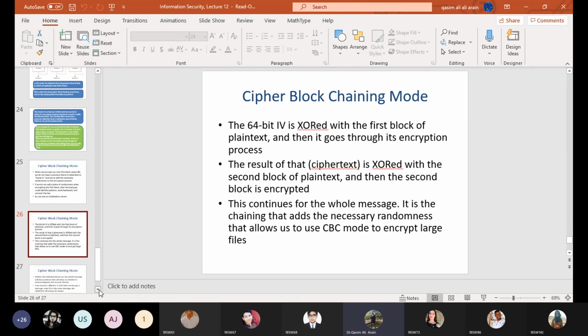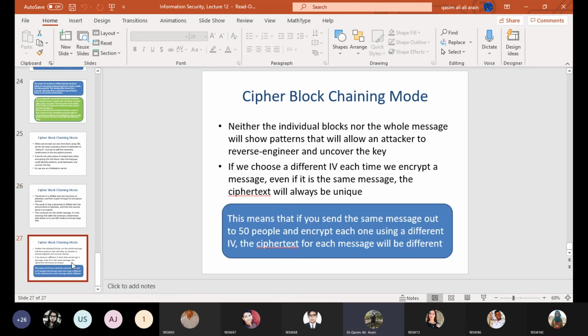And 27th आपको क्या बता रहा है? Neither the individual blocks nor the whole message will show patterns that will allow an attacker to reverse engineer and uncover the key. अब देखें इस मोड के अंदर आपके पास कोई पैटर्न जनरेट नहीं हो रहा, राइट? ना इंडिविजुअल ब्लॉक आपके पास पैटर्न जनरेट कर रहा है, ना पूरे का पूरा मैसेज आपके पास पैटर्न जनरेट कर रहा है. So there is no way an attacker can reverse engineer this procedure and try to uncover the key. This is very difficult for them.